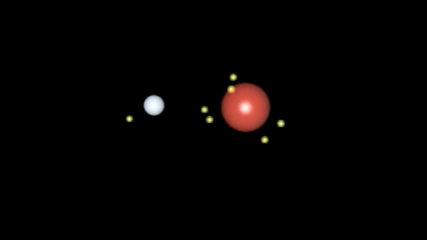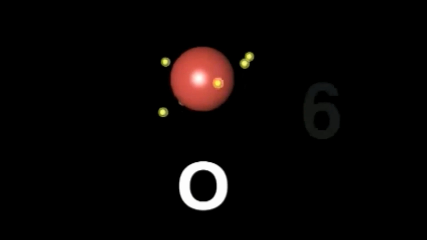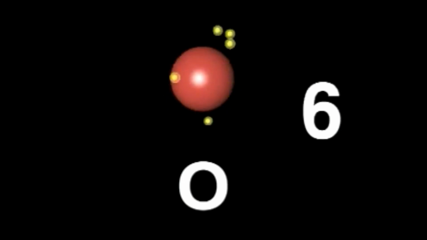Covalent bonding occurs when neither atom has sufficient strength to completely remove the other atom's electrons. The atoms share electrons, and both atoms achieve a stable outer energy level. A hydrogen atom with one valence electron needs one additional electron to complete the first energy level. An oxygen atom has 6 valence electrons and needs 2 additional electrons to complete the second energy level.